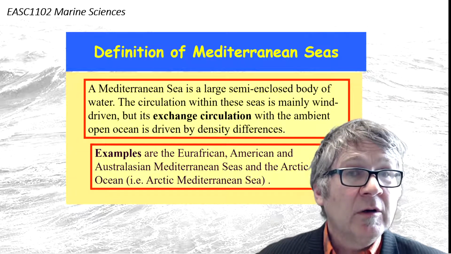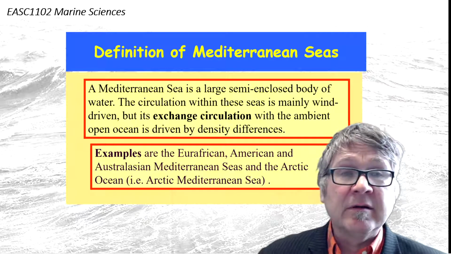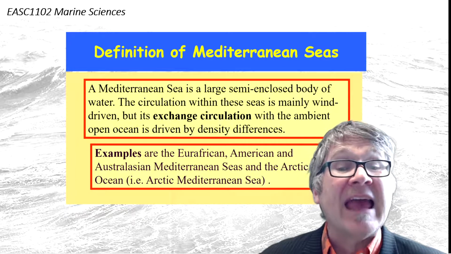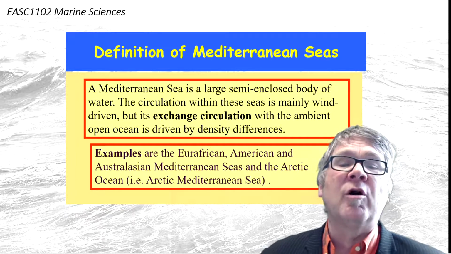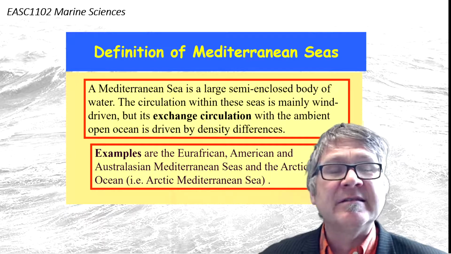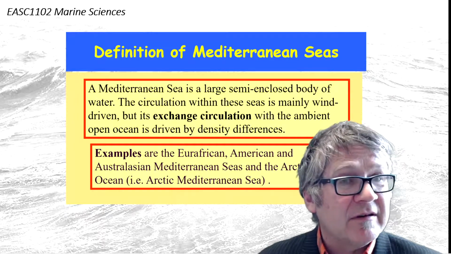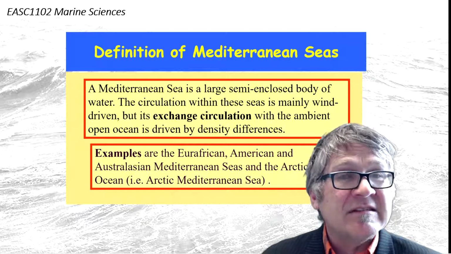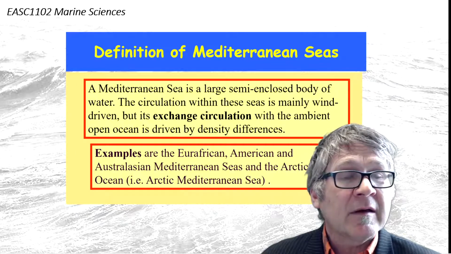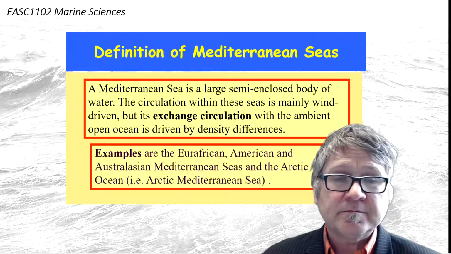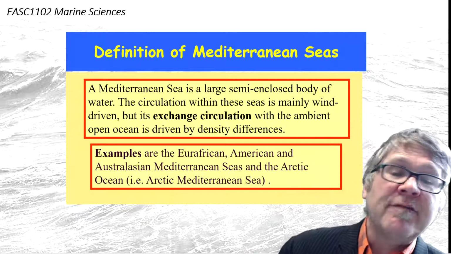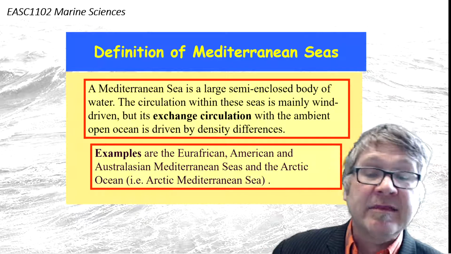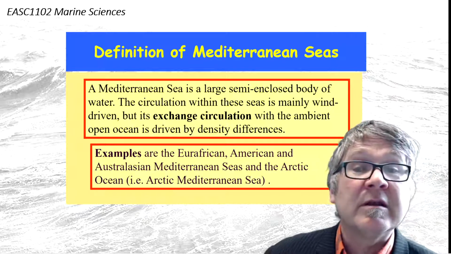So you also get gyres and eddies within these systems, but the exchange circulation with the ambient open ocean is driven by density difference. That's the similarity: the exchange circulation is driven by a density contrast, a density gradient. Examples are the Eurafrican, the American, the Australasian Mediterranean seas, and the Arctic Ocean. It's also a Mediterranean Sea.